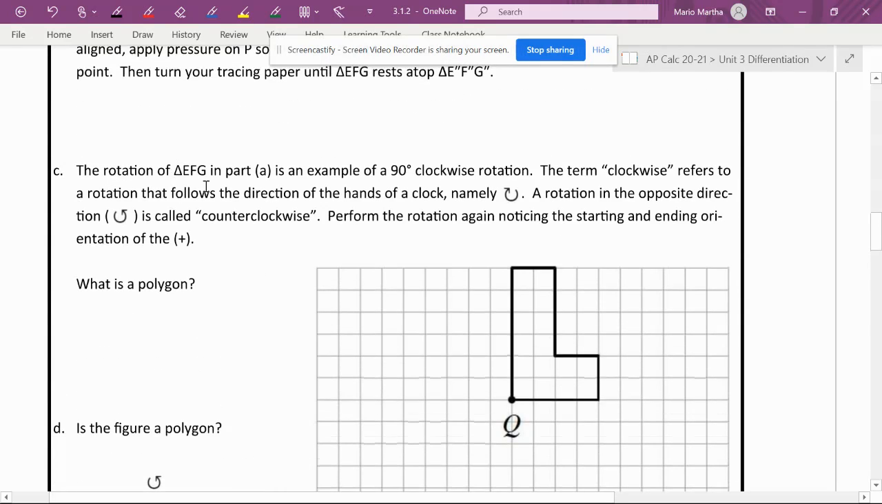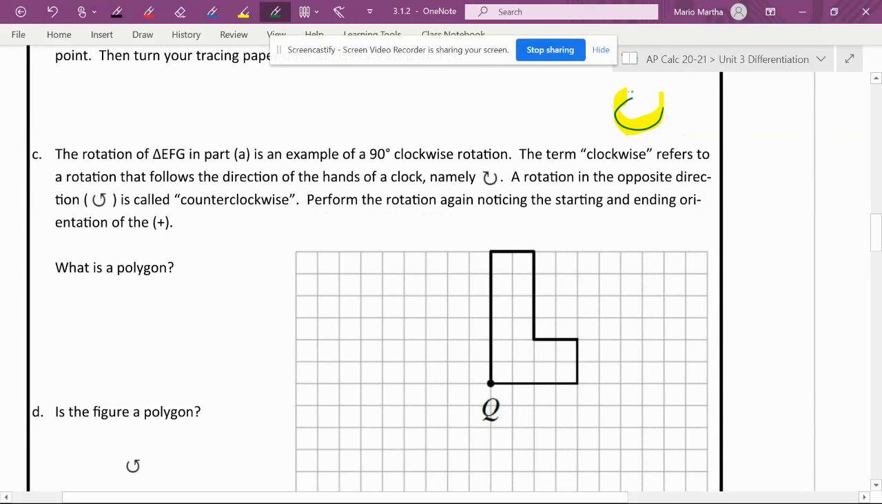So the rotation of triangle EFG in part A is an example of a 90-degree rotation. The term clockwise refers to the rotation that follows the direction of the hands of a clock. So again, the clock goes in this direction, right? It says a rotation of the opposite direction is called counterclockwise. So when we're going in the other way, it's called counterclockwise. Perform the rotation again.